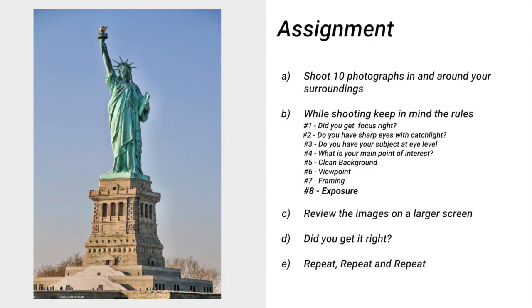So here is the assignment. Shoot 10 photographs in and around your surroundings. While shooting, keep in mind the principles discussed so far and the principle discussed today, which is exposure. Review the images on a larger screen. Did you get the exposure right? Or did you get the exposure that you wanted to get? If not, repeat the process and practice.